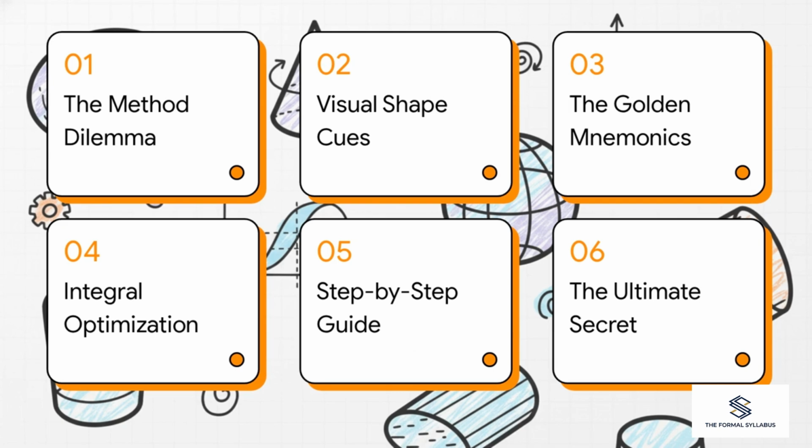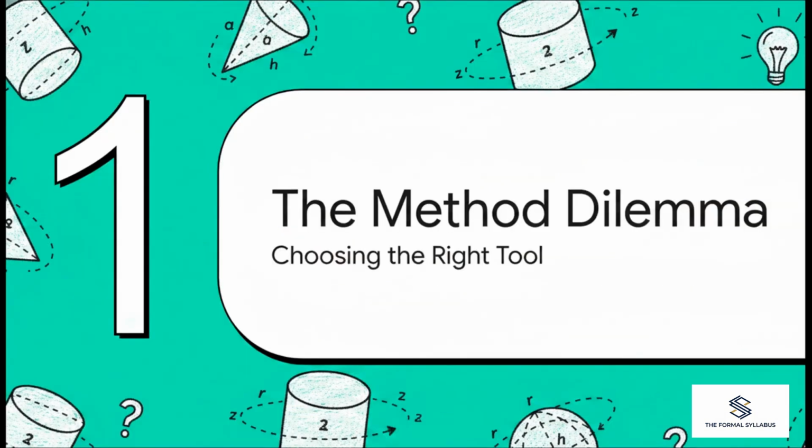Today, we're running through the method dilemma, visual shape cues, the golden mnemonics, integral optimization, a step-by-step guide, and finally, the ultimate secret. Section 1, the method dilemma.